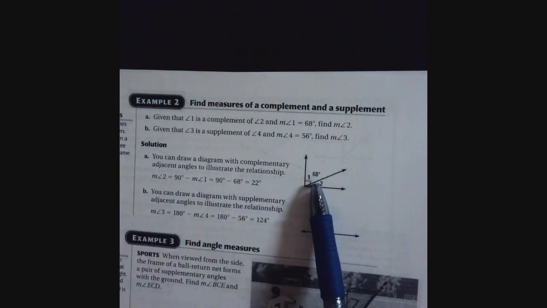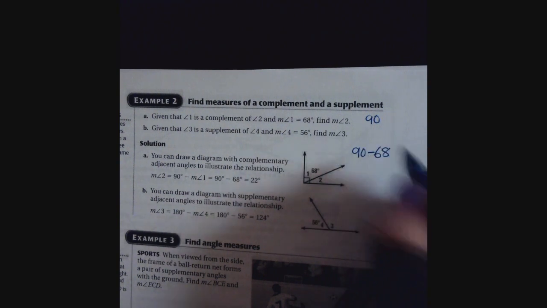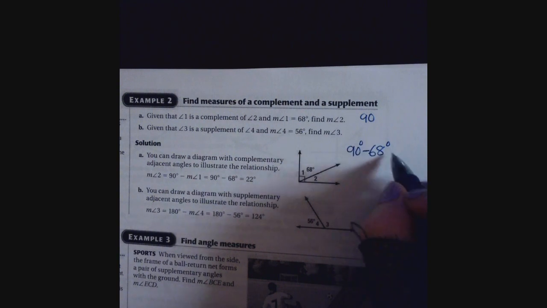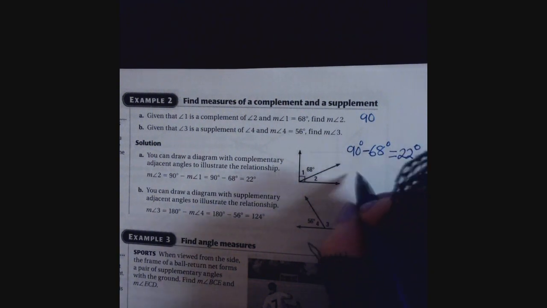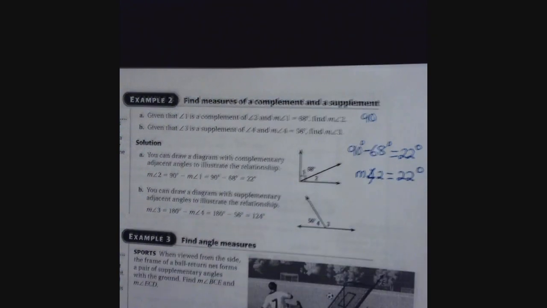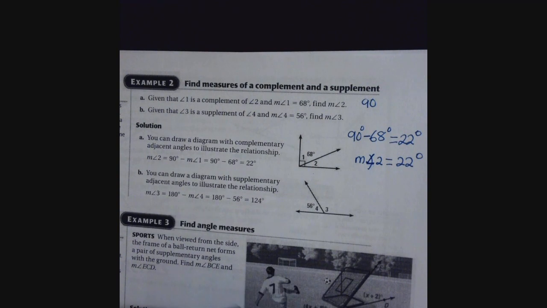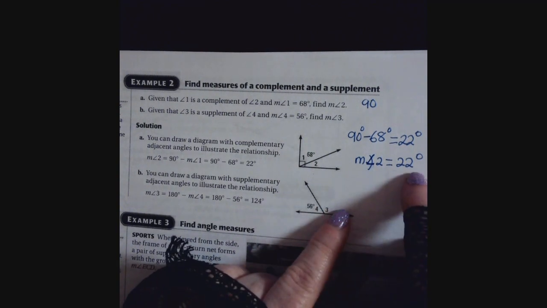So given that angle 1 is a complement of angle 2, and angle 1 is 68 degrees, find angle 2. Now you have to remember the complement means that they add up to 90. So all you have to do is subtract 68 from 90. So 90 minus 68 degrees equals 22. So that means angle 2 is 22 degrees. Okay, you do not have to put the line through. I just do it, a habit, I think, from growing up in England. They kind of did that. So angle 2 is 22 degrees.